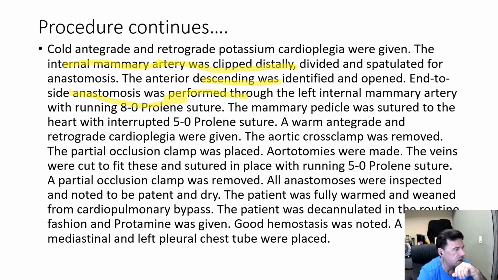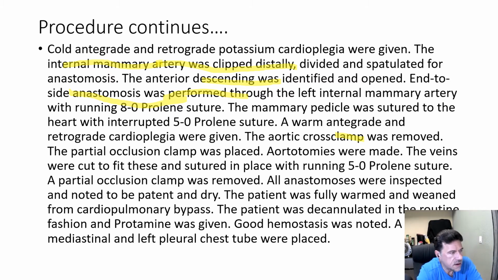A warm antegrade and retrograde cardioplegia were given. The aortic cross-clamp was removed. All the bypasses are completed here: 3 coronary artery bypasses. We have a device, which is the Saphenous Vein Graft, and a pedicle graft, which is the internal mammary. Why pedicle graft? Because it's attached to its blood supply. So 3 coronary arteries in total for this procedure.